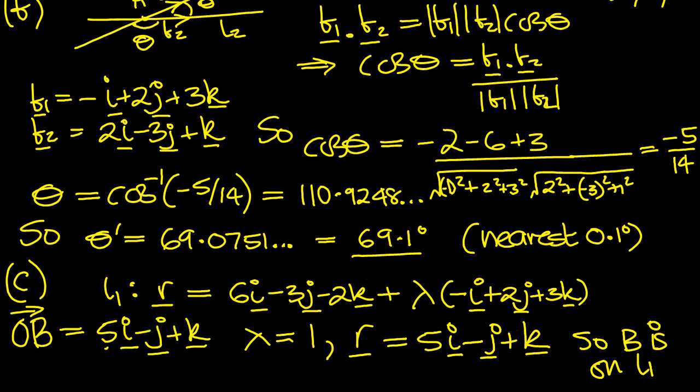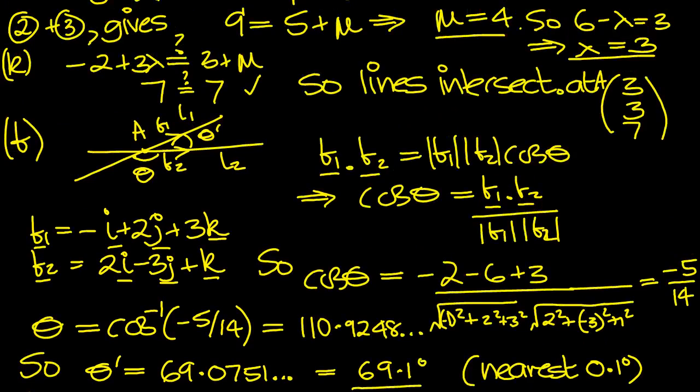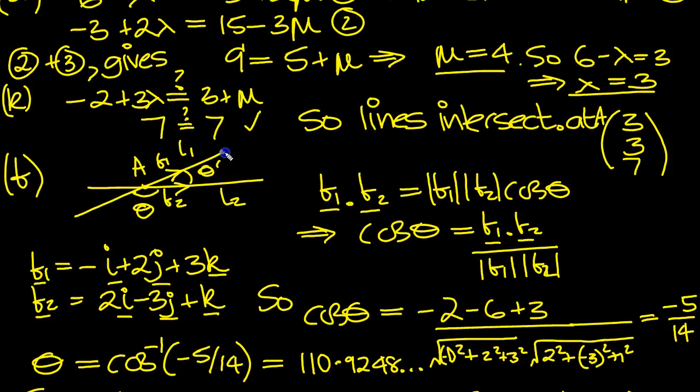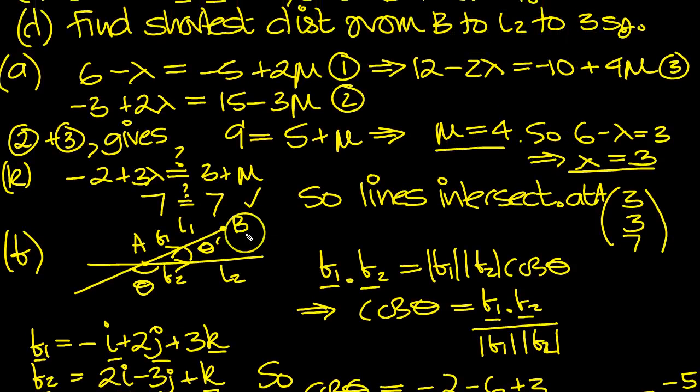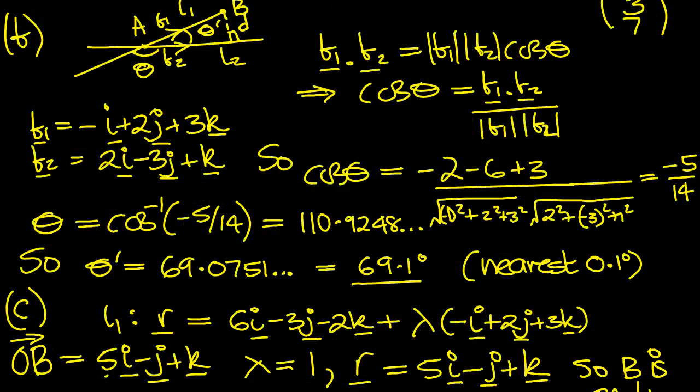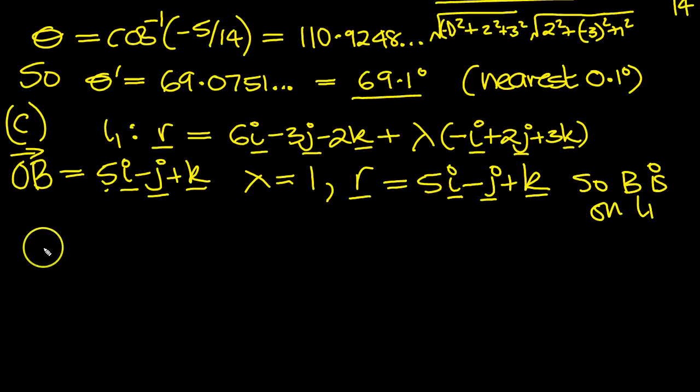Now let's have a look at part D. We've got our 2 lines here. Here's the point B on L1 then. Let's put it in here in the picture. So basically, find the shortest distance from B to L2 to 3 significant figures. So if we drop a perpendicular like so, we'll have a triangle here, won't we? Here's A, here's B, here's the distance, the perpendicular height from the point to the line, and we've got this side of the triangle here.